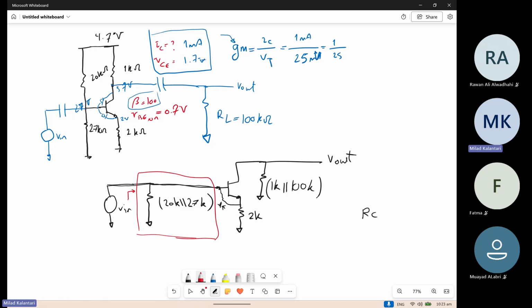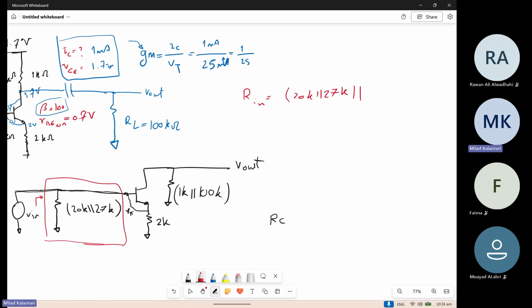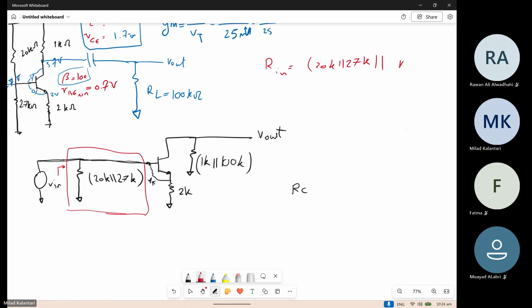So we can actually write that. First let's find the input impedance. What is the total input impedance? Let's start from that point. R in is 20K parallel 27K parallel R pi. Is that it?